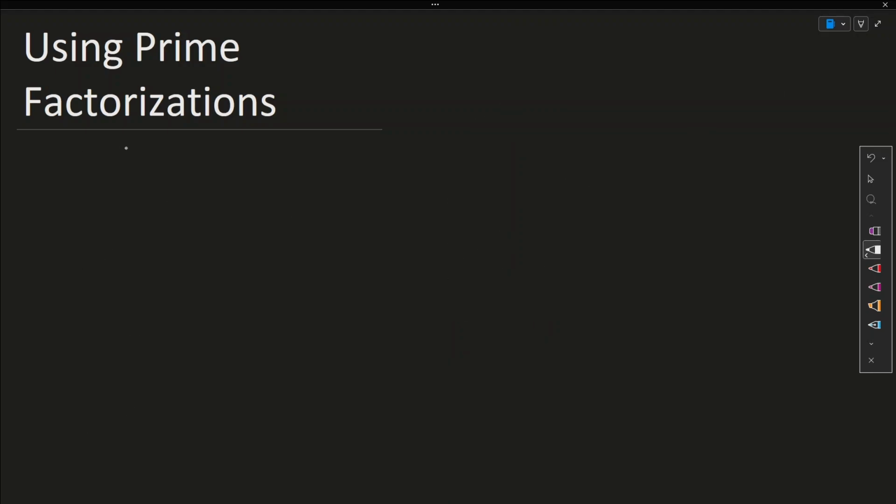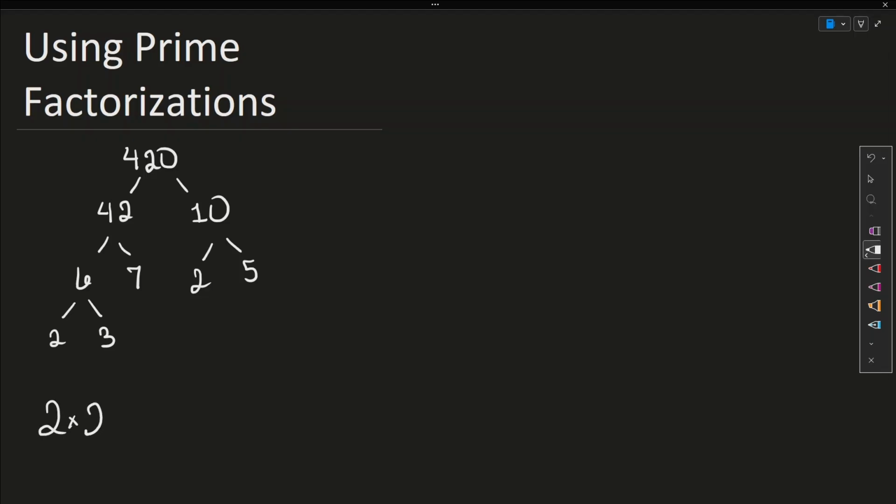Next, I want to find the prime factorization of 420. This is 42 times 10. 42 is 6 times 7. And 10 is 2 times 5. 6 is 2 times 3. So at the end of this one, I have 2 times 2, times 3, times 5, times 7.